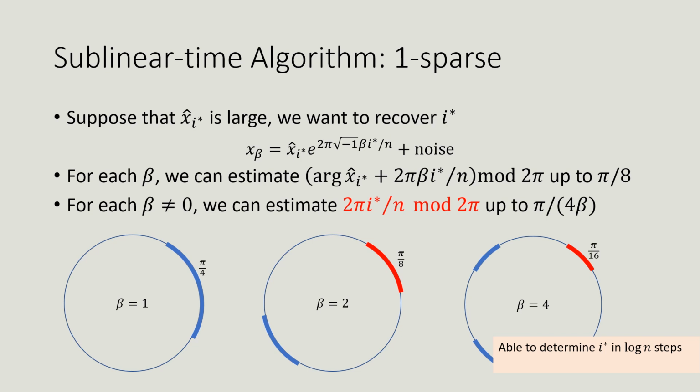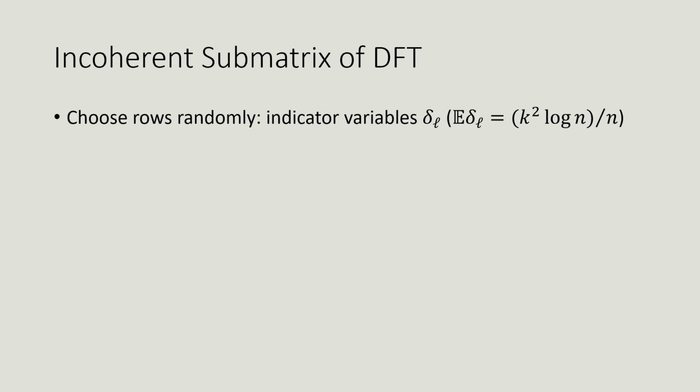This is a very simple algorithm, and it was a bit surprising to us that it did not appear in any literature before. Now we briefly discuss how we construct the incoherent matrix, which is a row-subsampled matrix of the DFT matrix. Note that in the DFT matrix, all entries have the same magnitude, and if we sample rows, the resulting matrix always has the same column norm. We just choose the rows randomly.